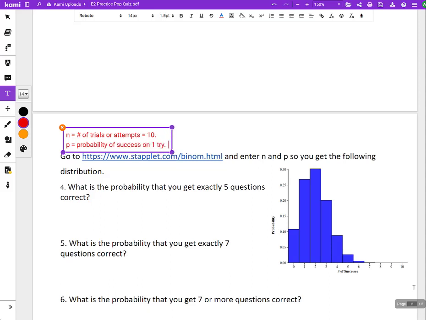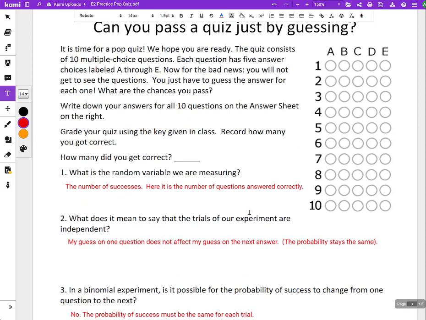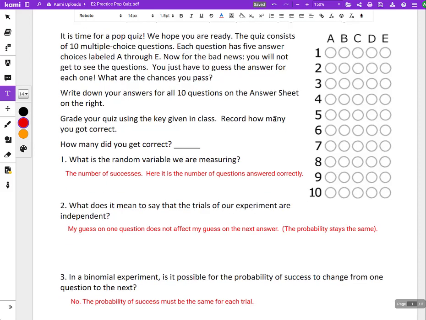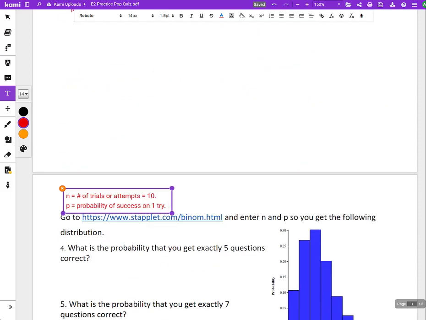In this case, if you go look at the questions, you can see that there are 5 possible answers, but only 1 is correct. So in that case, we'll say the probability is the 1 correct answer divided by the 5 total answers. So it's 0.2.